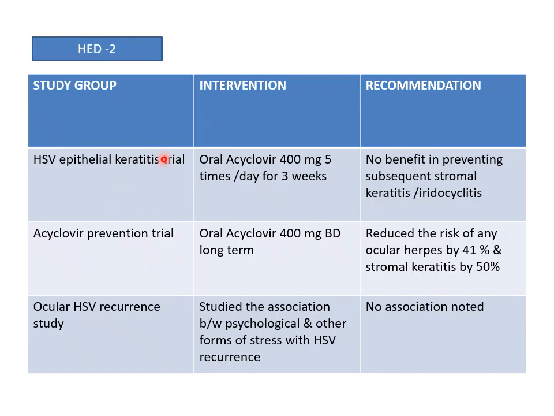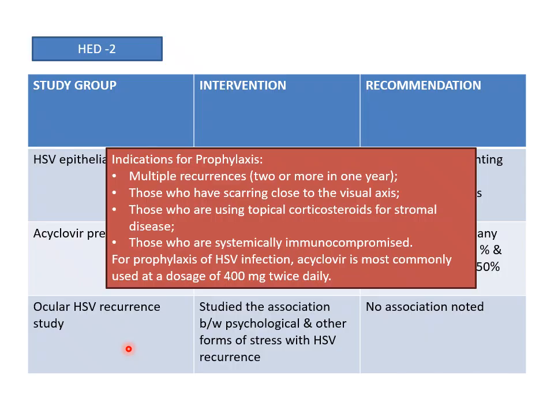The HEDS 2 trial included epithelial keratitis. So it says that in cases of epithelial keratitis, there is no additional benefit of adding a systemic antiviral. And systemic antiviral will reduce the risk of ocular herpes in the near future by 40 to 50%. Okay, so please read up about the HEDS 1 and HEDS 2 studies.